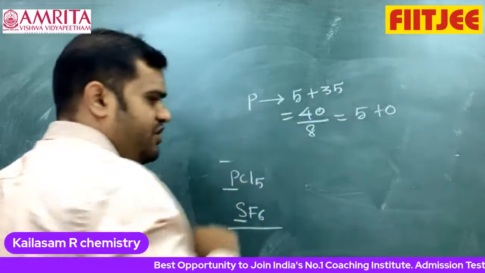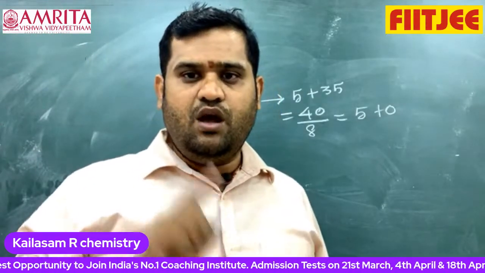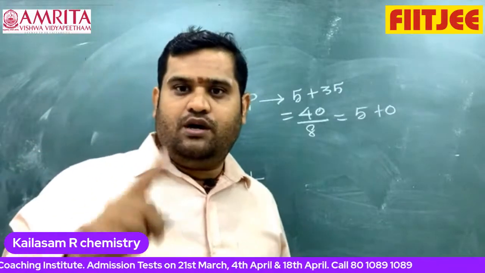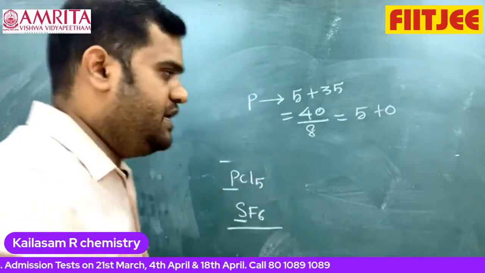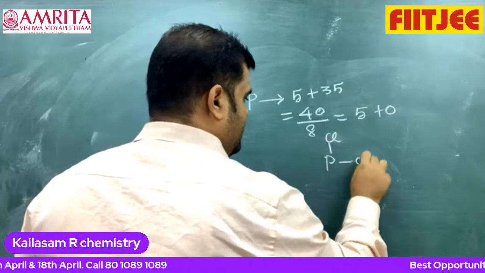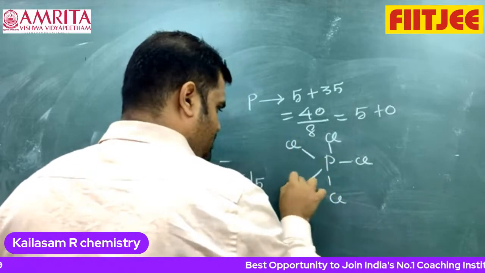What we can say as 5 plus 0. What is the meaning of 5 plus 0? 5 plus 0 means 5 bond pairs, 0 lone pairs. Therefore, it belongs to trigonal bipyramidal geometry. Look at this: Cl, Cl, Cl, Cl, and Cl.